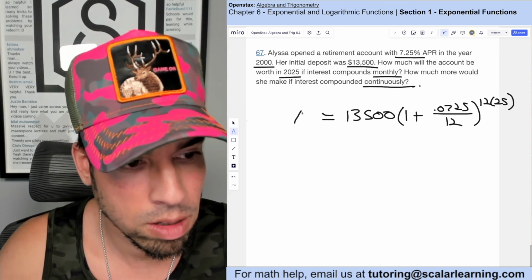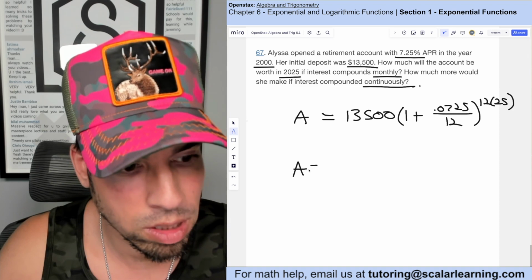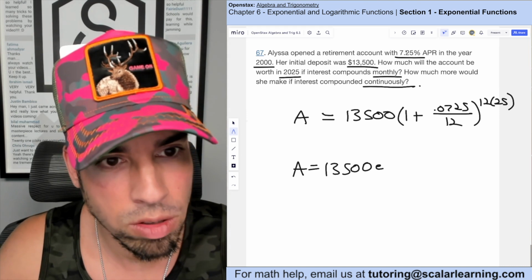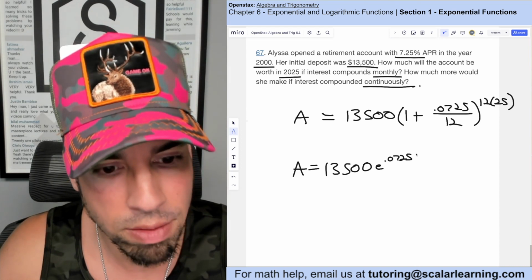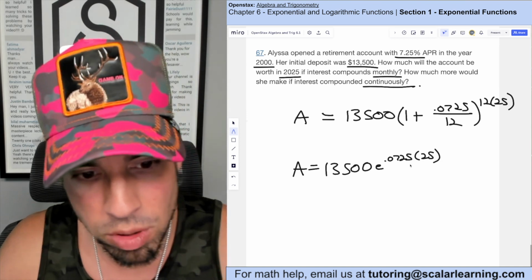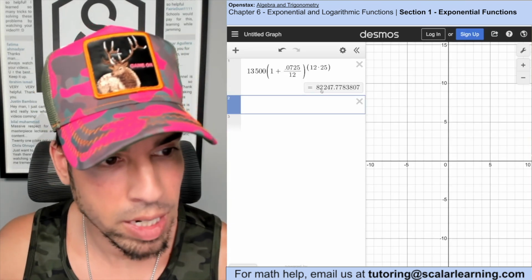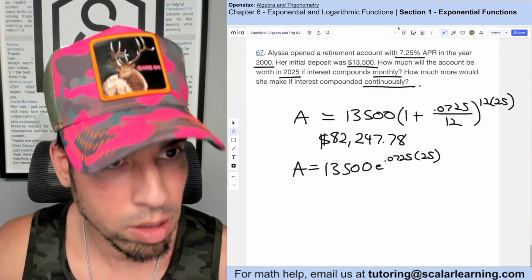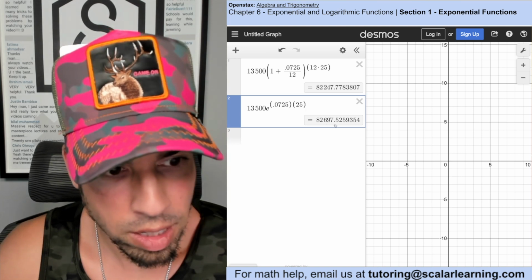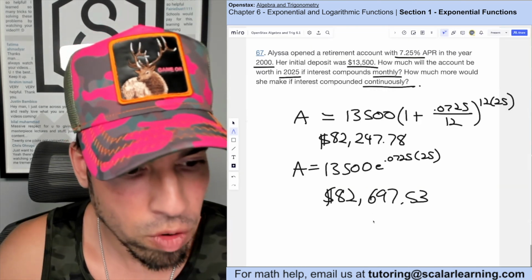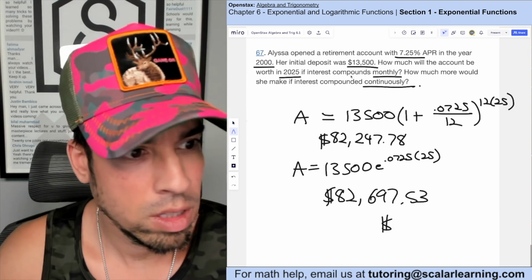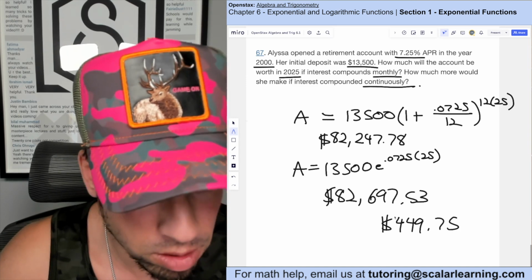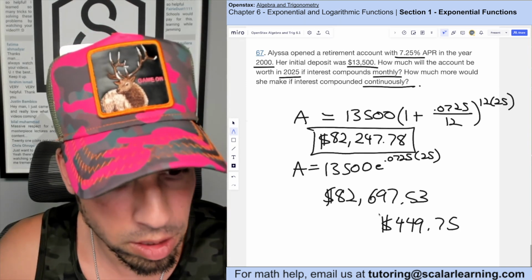But this is the compounded monthly. And for continuously, it's going to be that same initial value, 13,500 times e to the rate, which is 0.0725, and then times the time, which is 25. So let's calculate both of these in Desmos. For the compounded monthly, we get 82,247.78. Now for the compounded continuously, let's plug and chug. And here we get 82,697.53. And now if we subtract the two of these, we get how much more you would make, which would be $449.75. So here's the answer to the first part. And here is the difference.